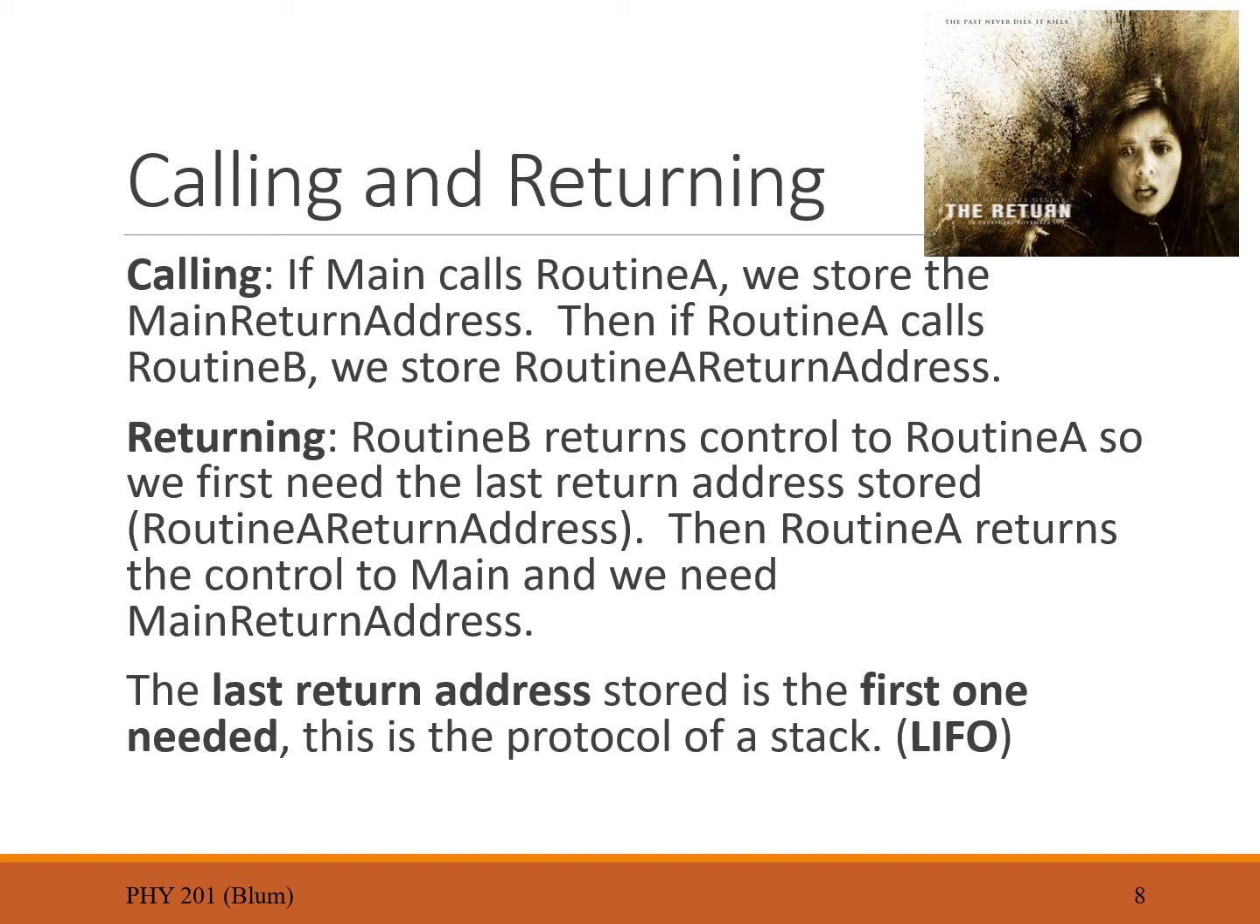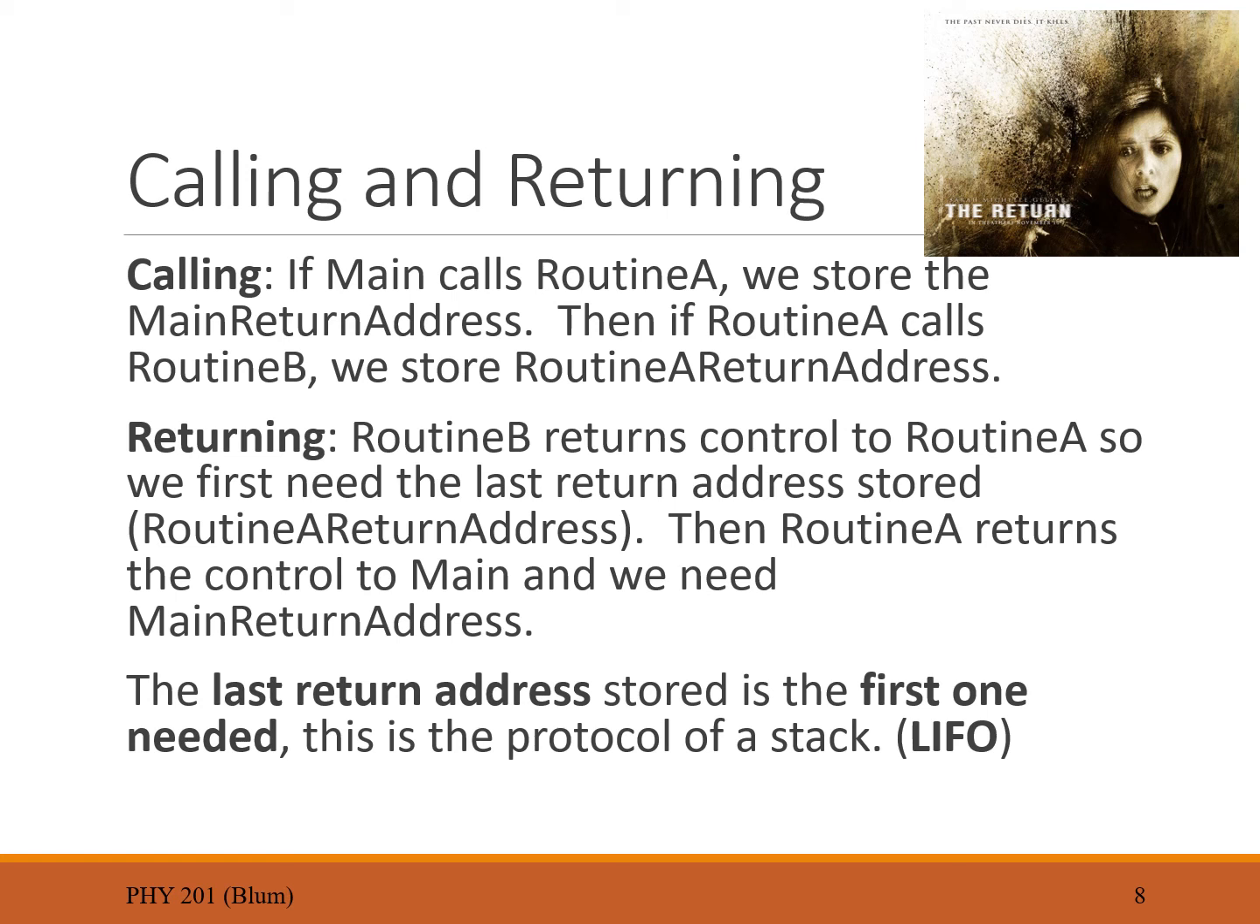So let's say that we started in a part of the program that we're going to call main, and then it's going to call subroutine A, routine A. So at some point we will want to get back to the main program, so we need to store the main return address, which was in the program counter. Then we start executing some of the lines of routine A, and we find that it calls routine B. So at some point we're going to want to get back to routine A, so we must store routine A's return address.